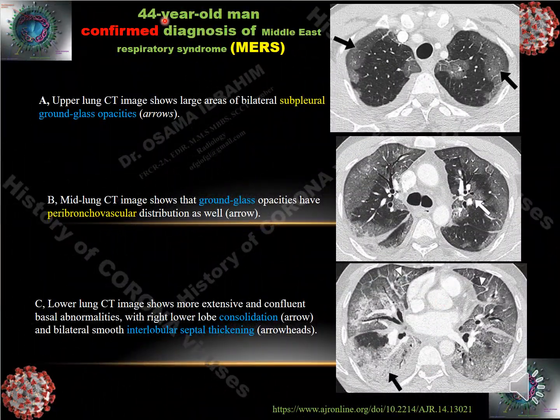Another patient, a 44-year-old man with a confirmed diagnosis of MERS, Middle East Respiratory Syndrome, shows multifocal areas of ground glass opacity in subpleural distribution in the upper zone, with peribronchovascular distribution in the middle zone and lingula. There are also areas of consolidation in the basal areas and interlobar septum shown in the middle lobe and lingula. There are also effusions noted in the major fissure.